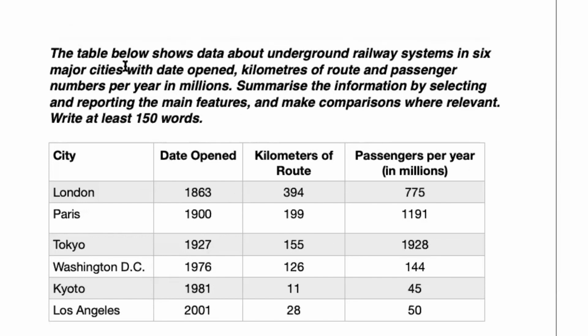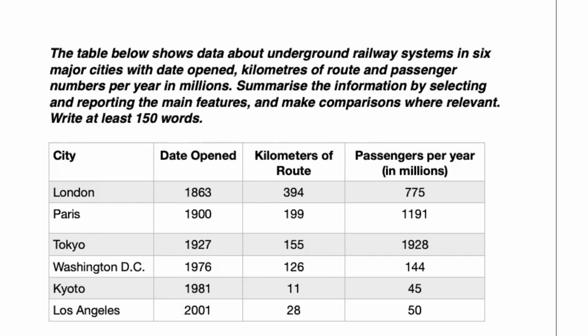It says, the table below shows data about underground railway systems in 6 major cities with date opened, kilometers of route, and passenger numbers per year in millions. Summarize the information by selecting and reporting the main features and make comparisons where relevant. Write at least 150 words. So again, the only thing that is really different in this example is that we have dates and we have a whole different idea. Do not let this confuse you because you still want to do everything exactly like we did before.